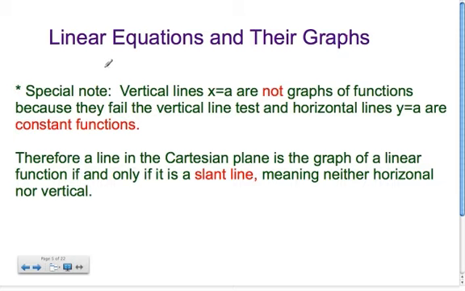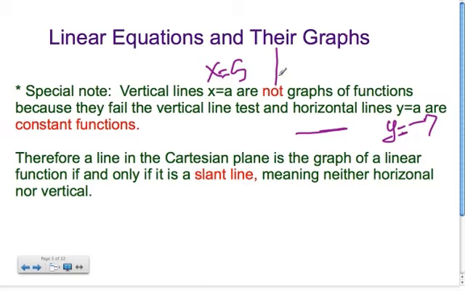On to linear equations and their graphs. First of all, a special note: vertical lines x equals a, and remember that a is just a constant, say x equals 5, are not graphs of functions because they fail the vertical line test. And horizontal lines, y equals a, so say y equals -7, are called constant functions because they are horizontal lines. So y equals -7 would be a horizontal line, x equals 5 would be a vertical line. And neither one of these is considered a linear function.